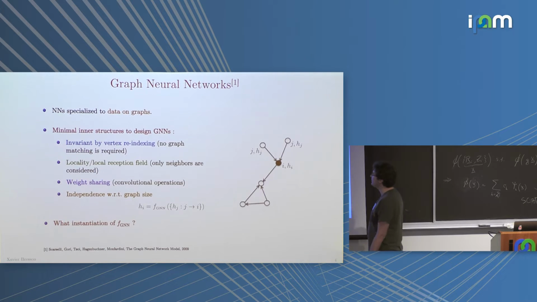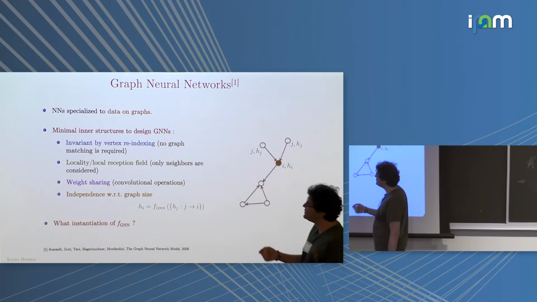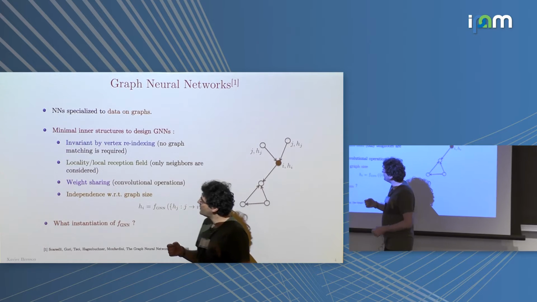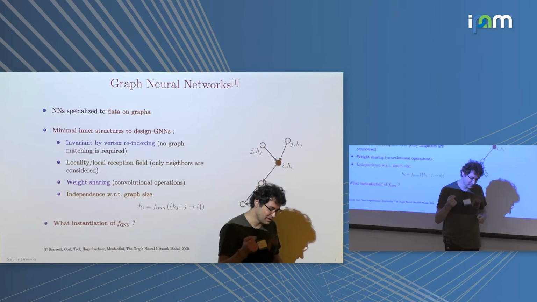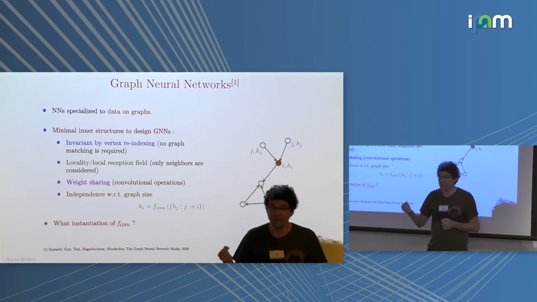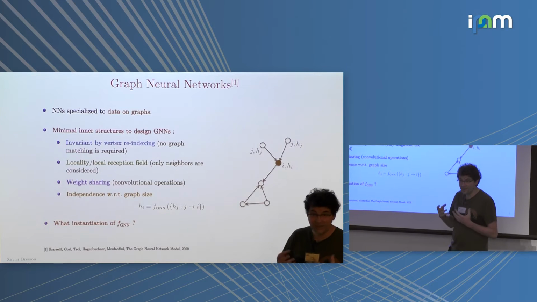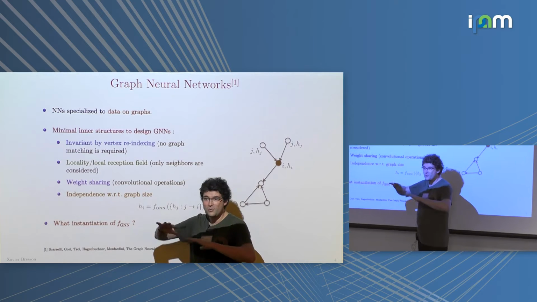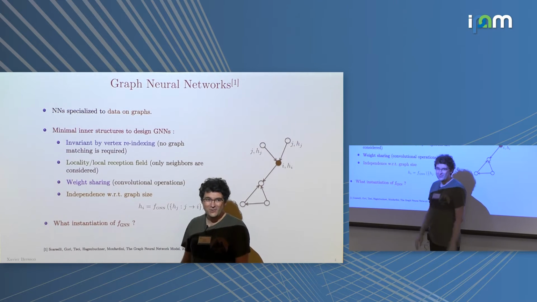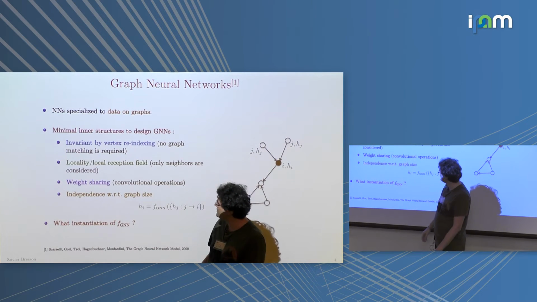So you need some properties. The first property you want is for your graph neural network to be invariant with respect to the indexing of your vertices. So a vertex has a special number, 10, 100. You want your graph neural network to be independent of this because you don't want to do any graph matching. When you compare graphs, you don't want to solve this problem, which is very hard, which is NP-hard.